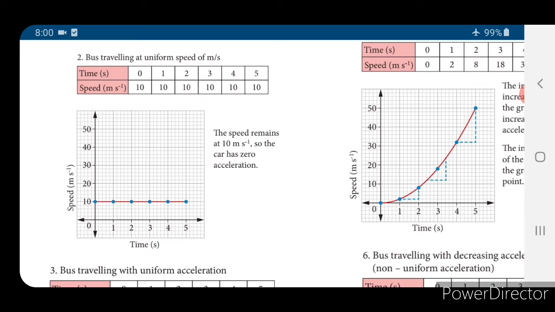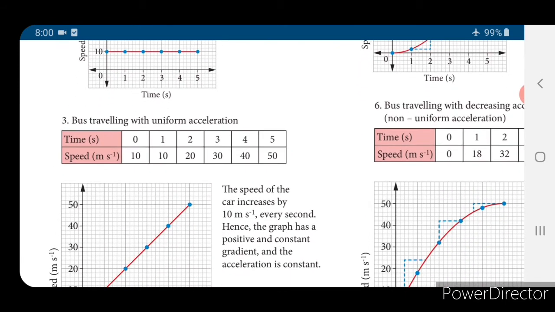Here the time is 0, and the speed is 10. After 1 second also 10. After 2 seconds 10. Like that the speed is maintained. The speed is maintained for each and every second, so we will be having 0 acceleration.